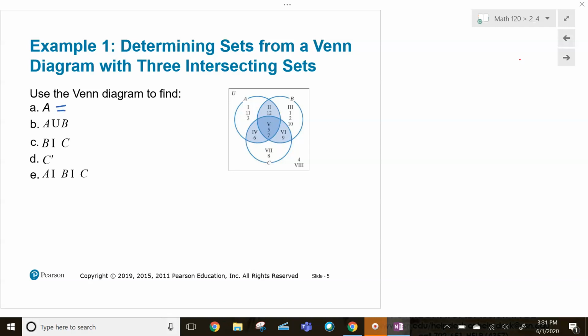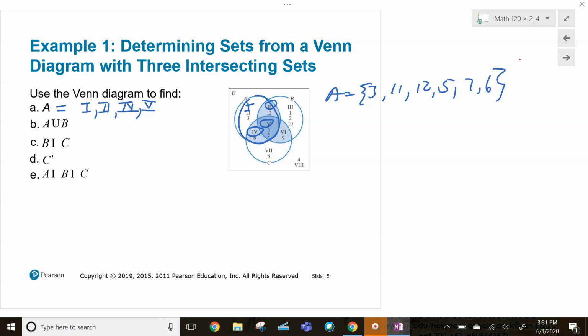If we look at set A, here's set A, we have region 1, which incorporates the numbers 11 and 3. We have region 2, region 4, and region 5. So regions 1, 2, 4, and 5. In other words, if you are naming the members of the set, 3, 11, 12, 5, 7, 6. I should put that in order.